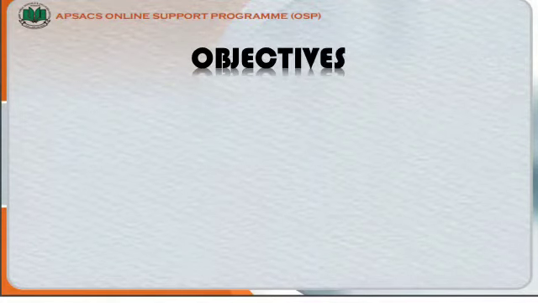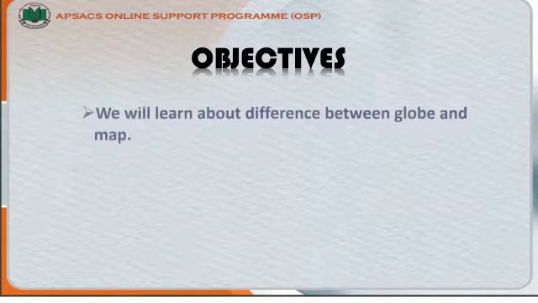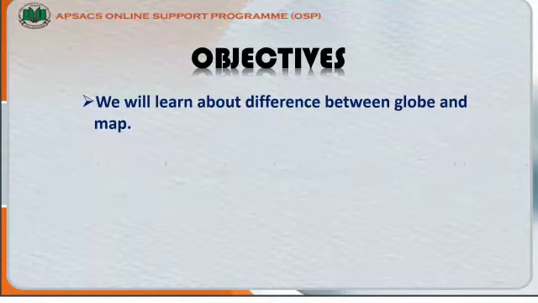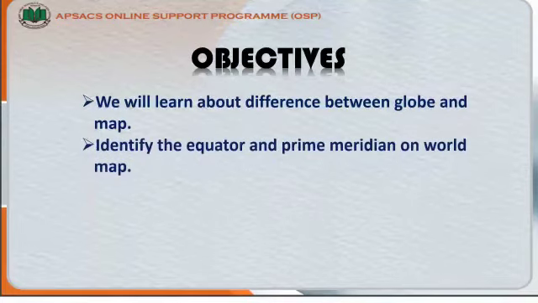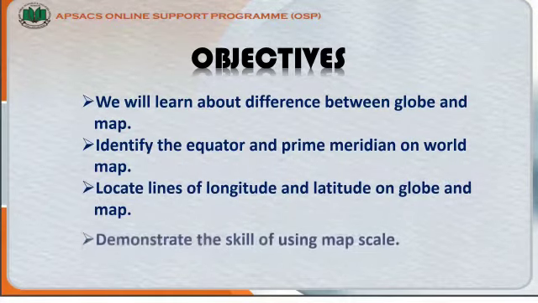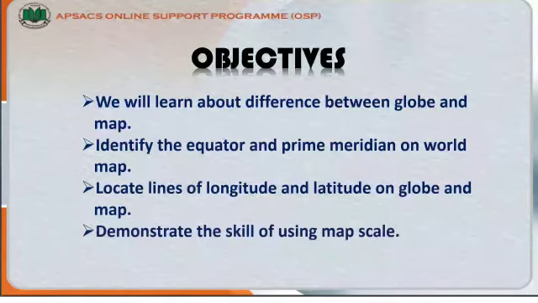Objectives of this lesson are: we will learn about difference between globe and map, identify the equator and prime meridian on world map, locate lines of longitude and latitude on globe and map, demonstrate the skill of using map.